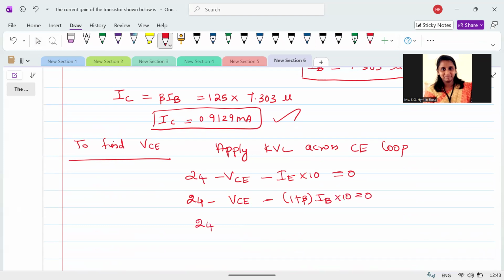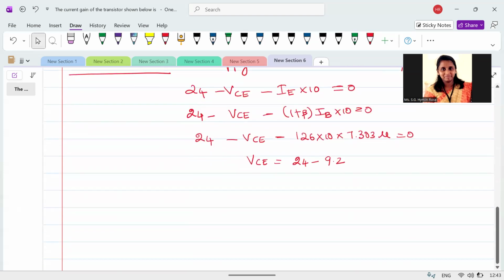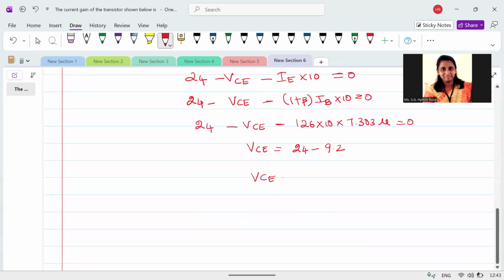So 24 minus VCE minus (1 plus beta) into IB, that is 126 into 10 into 7.303 microampere, equal to 0. From this, VCE is 24 minus, solving this you will be getting some 9.2. So your VCE is equal to 14.8 volts. So you have found out your second thing.